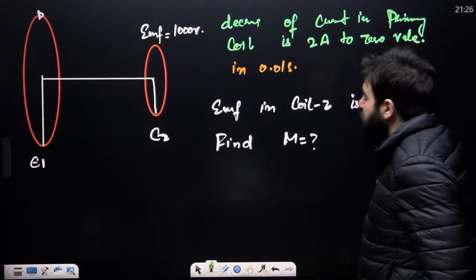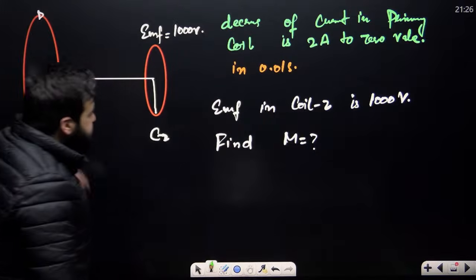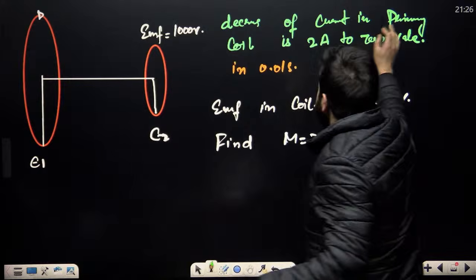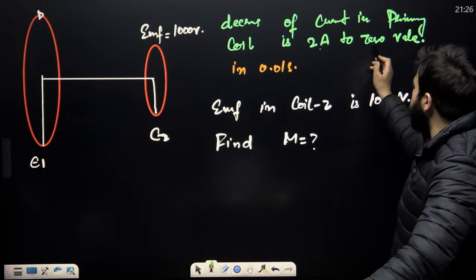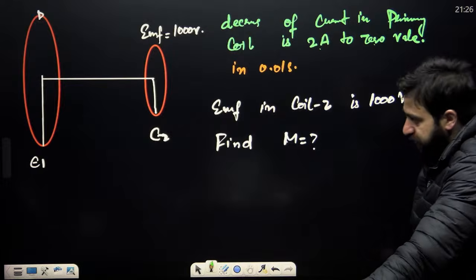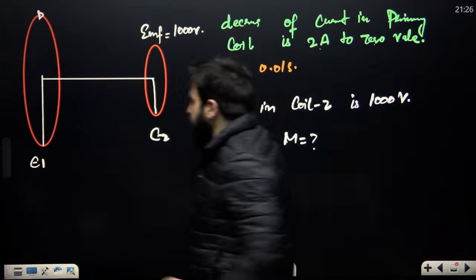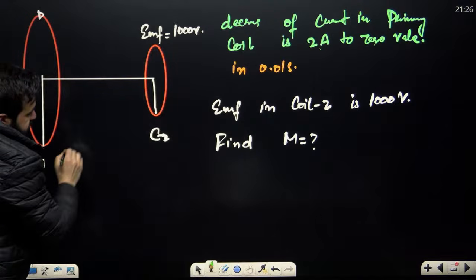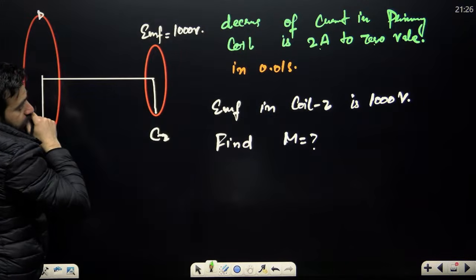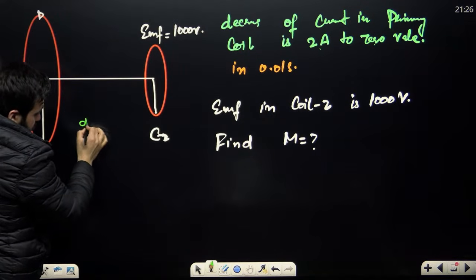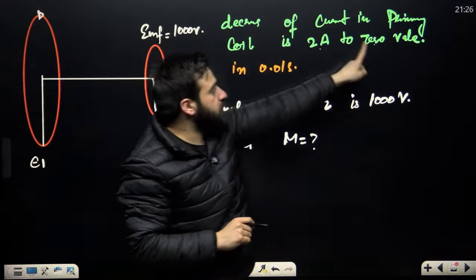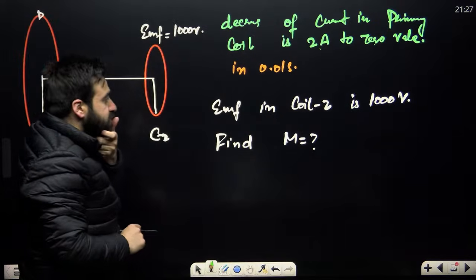Now, you have the question in this one. Let's suppose you have a primary coil and a secondary coil. The current in the primary coil decreases from 2 ampere to zero in 0.01 seconds. So in the primary coil, current is decreasing. How much? From 2 ampere to 0. In how much time? Guys, see, di is the change in current in this particular case: from 2 ampere to 0 in 0.01 seconds.